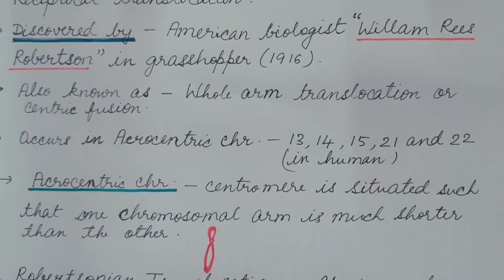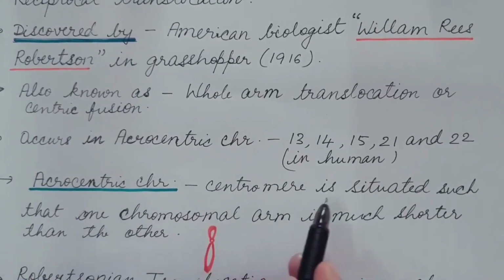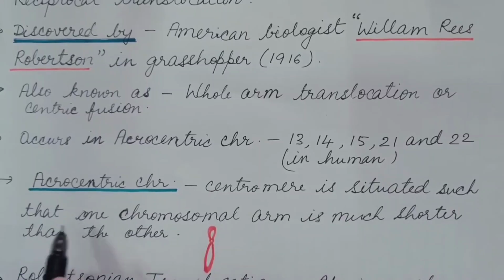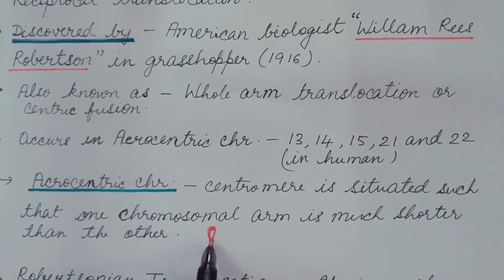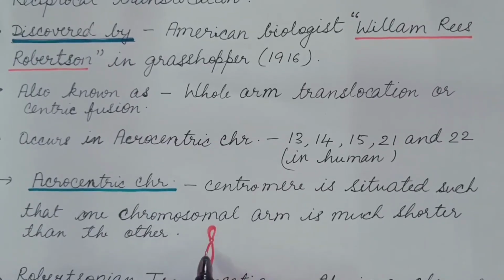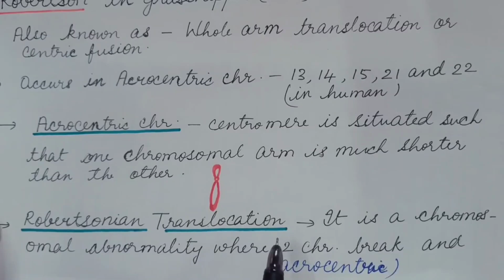Now what is an acrocentric chromosome? An acrocentric chromosome has its centromere situated such that one chromosomal arm is much shorter than the other arm. This is the acrocentric chromosome. Here the centromere is situated near one end, so one arm is very short and the other is long. Now what is Robertsonian translocation?